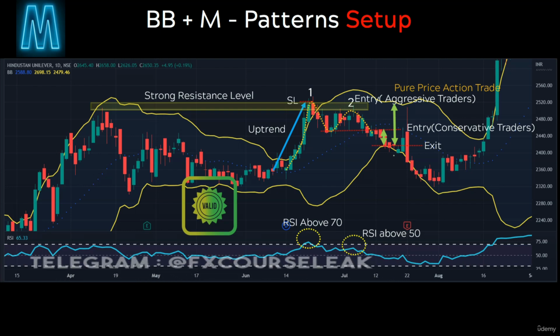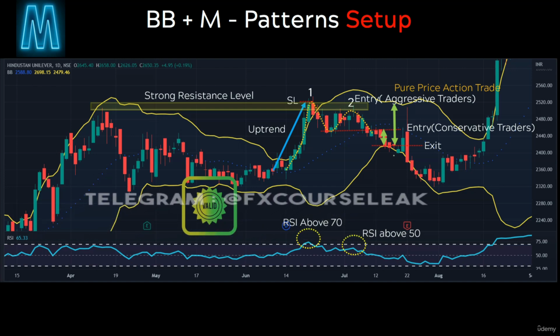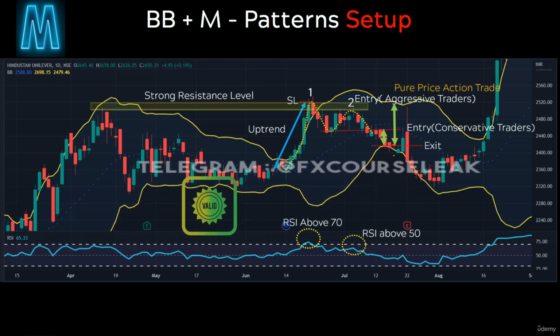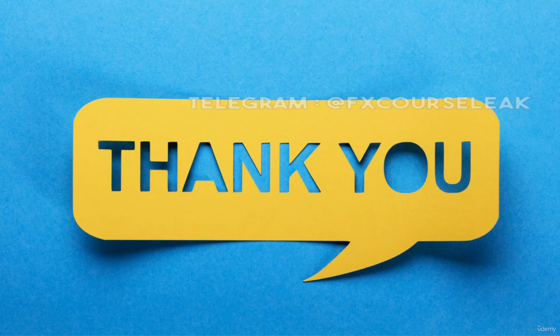Friends, with this I wind up this lecture. I hope this high probability setup of Bollinger bands plus WNM patterns is clear to you. Lastly, you can tweak the setups as per your trading style and backtest on your tradable security.